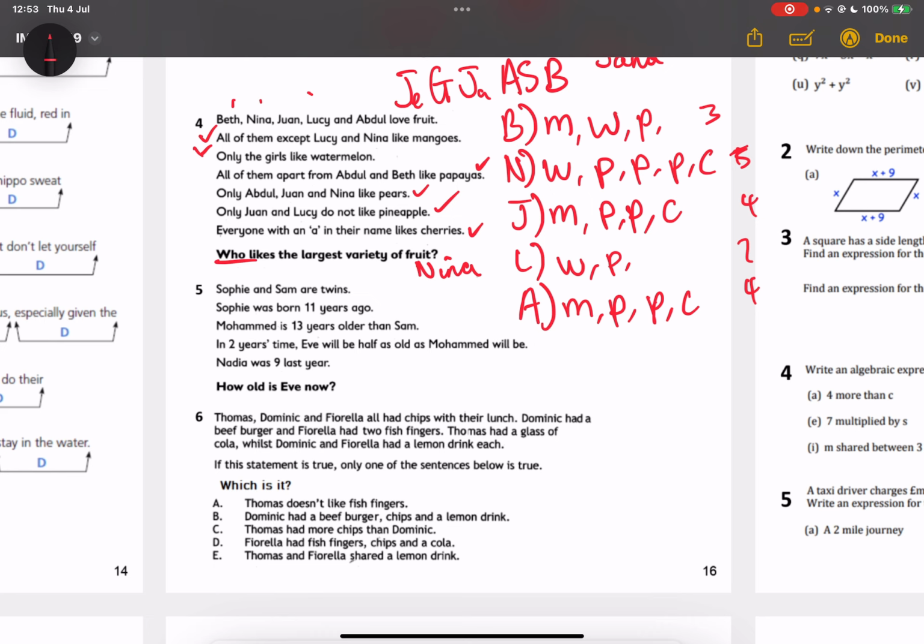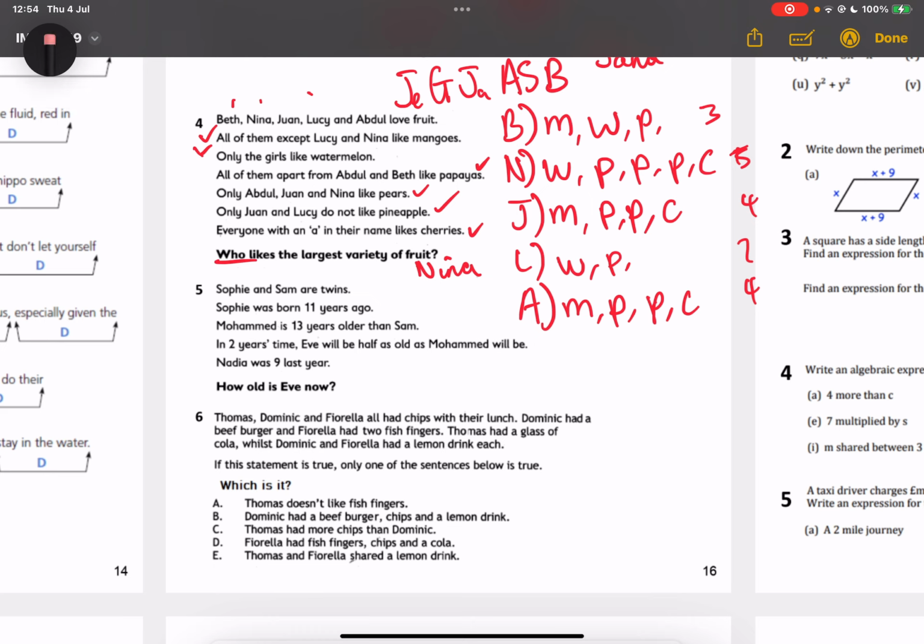And then 5. Sophie and Sam are twins. Sophie was born 11 years ago. Mohammed is 13 years older than Sam. In 2 years' time, Eve will be half as old as Mohammed will be, and Nadia was 9 last year. So how old is Eve now?